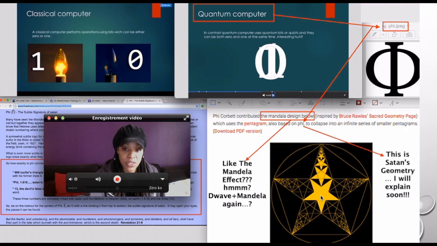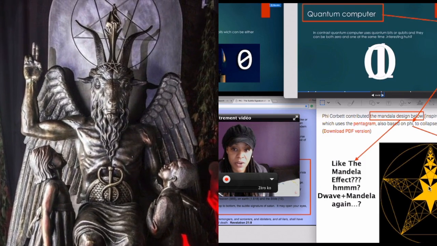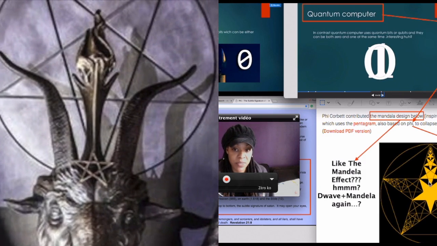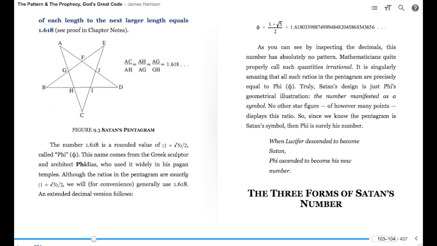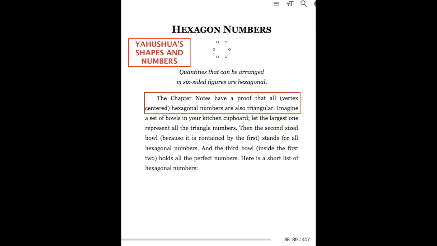And you guys know this is Baphomet, right? This right here, this is Baphomet, the upside down star. The pentagram is Satan's geometry, because you have the five sides, right? What we need is Yahushua's geometry. We have the hexagrams, that is Yahushua's geometry.